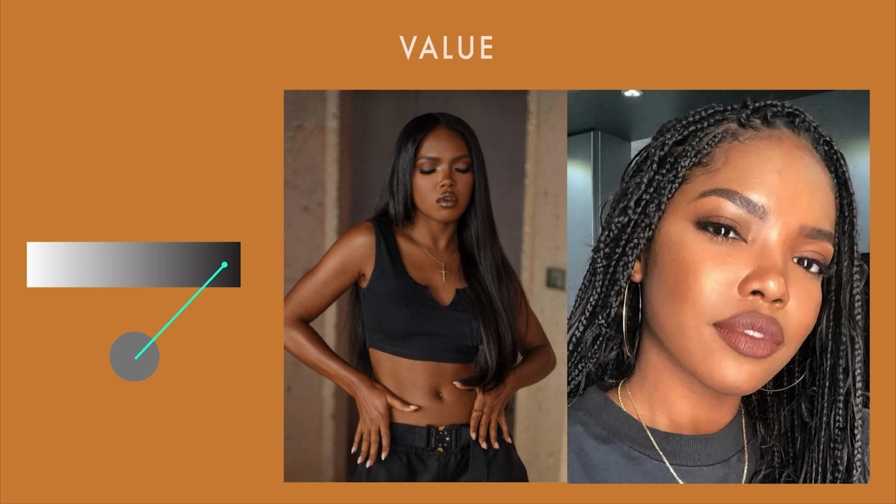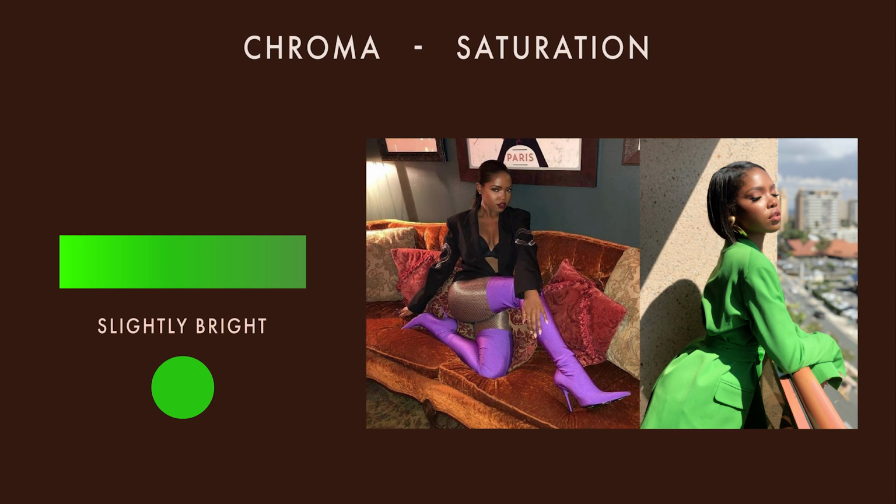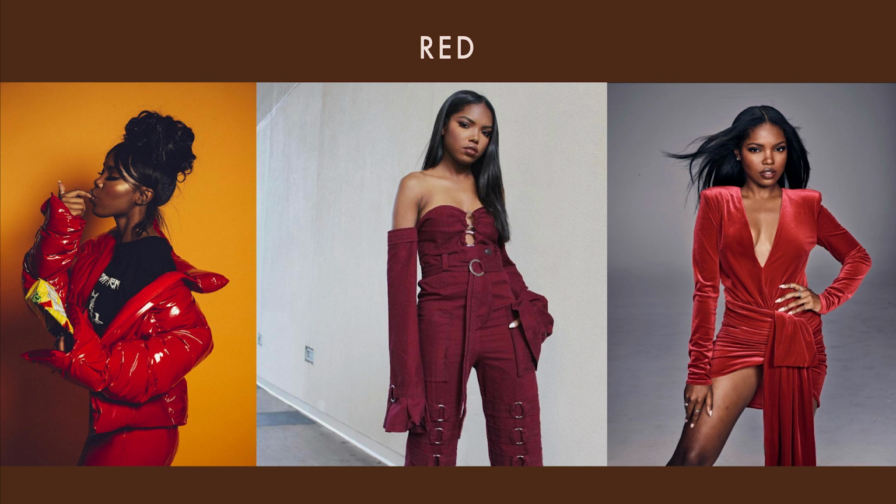Value. She can wear very dark colors, and they look great on her. Chroma or saturation. Her saturation level is slightly bright. She actually looks very good in some bright colors. Let's take a look at her outfits. First, red. Darker and jewel tones of red look amazing on her.